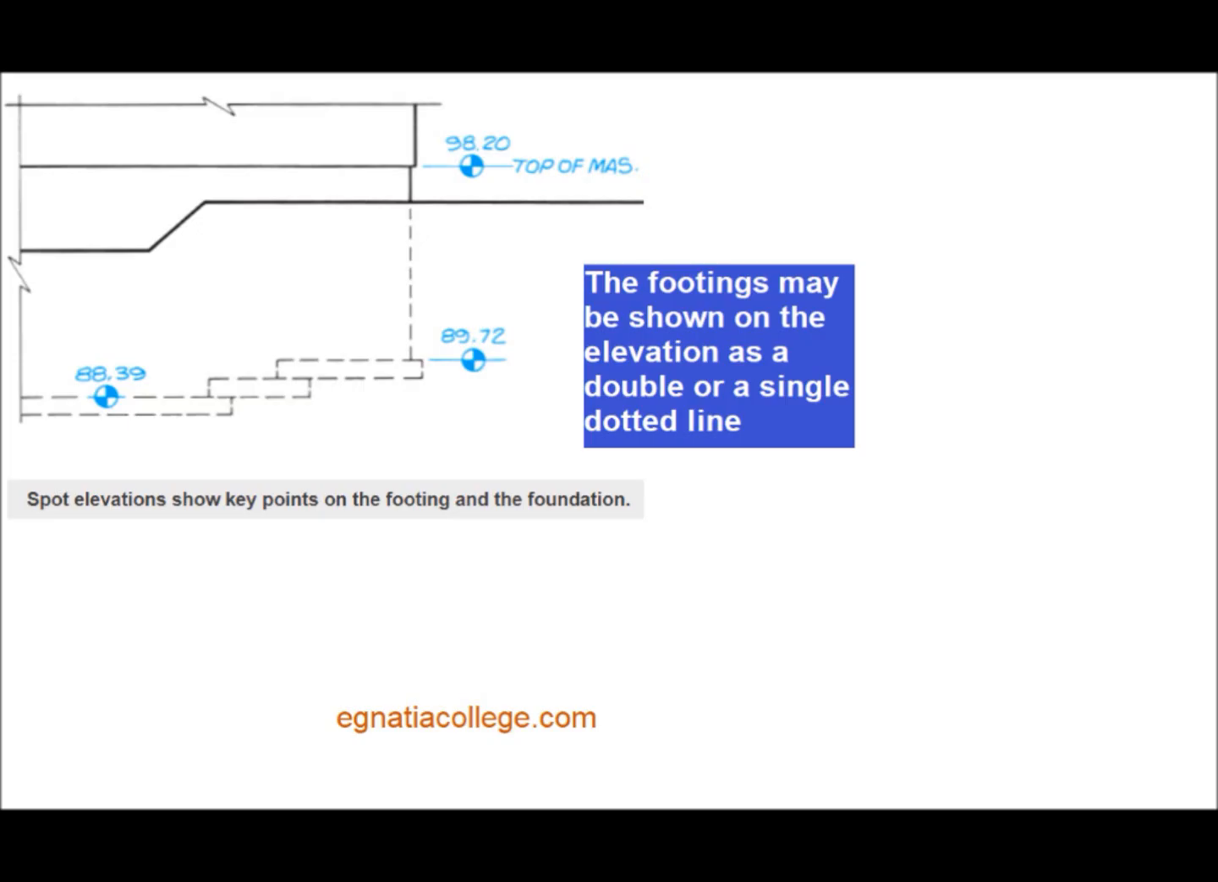A section view through all or part of the building may show a typical depth, but it is wise to check all the elevations for steps in the footing. The footings may be shown on the elevation as a double or a single dotted line. In masonry foundations, steps in footings are usually in increments of 8 inches to conform to standard concrete block sizes.